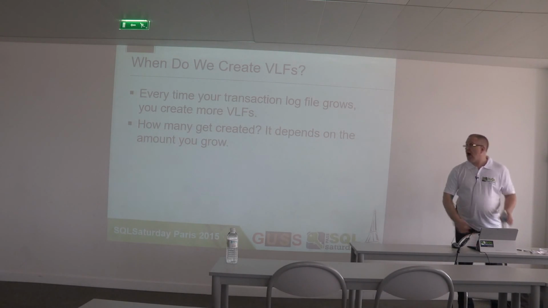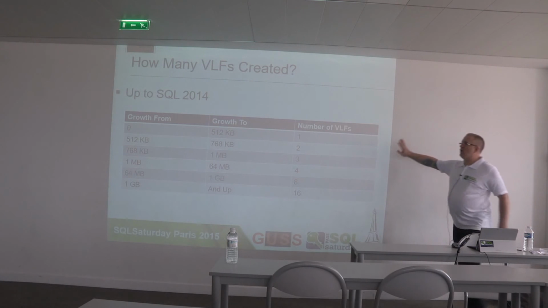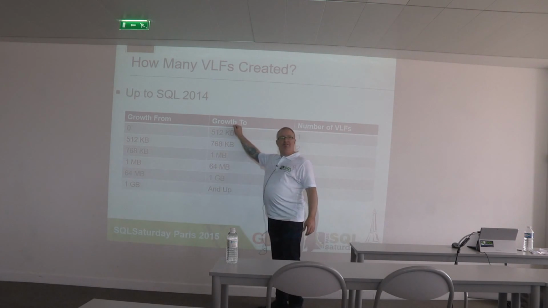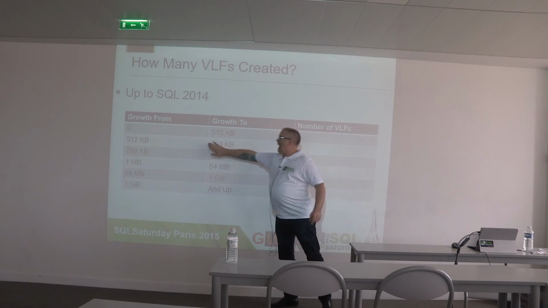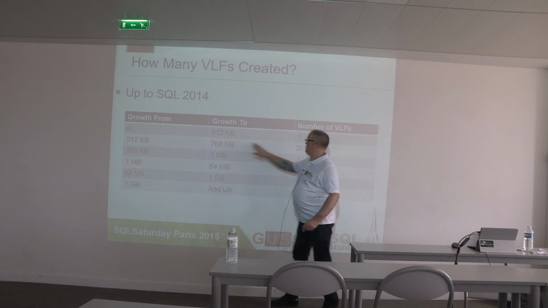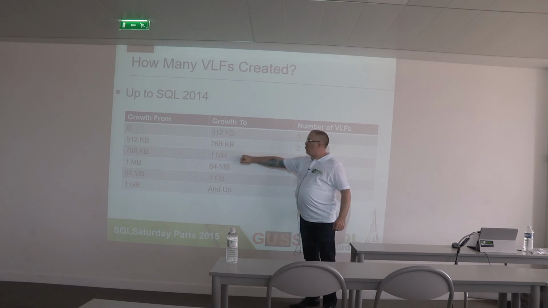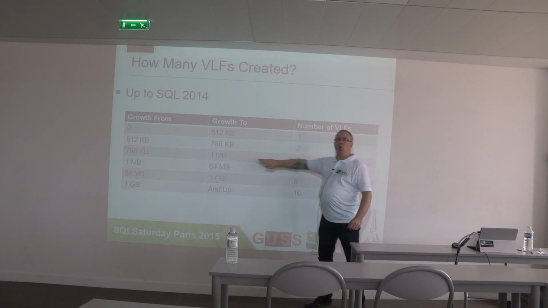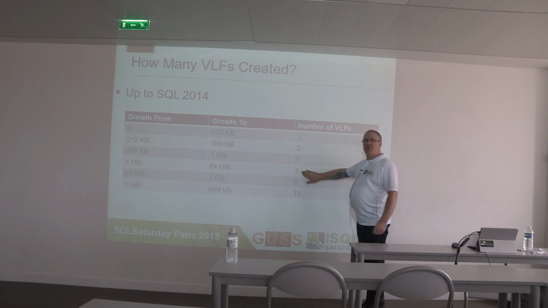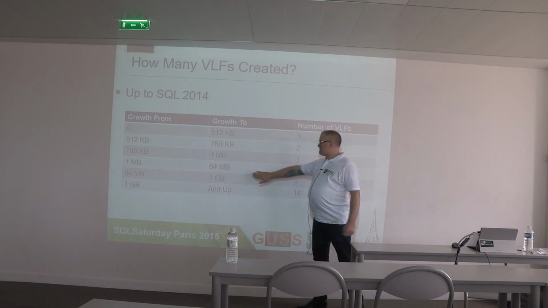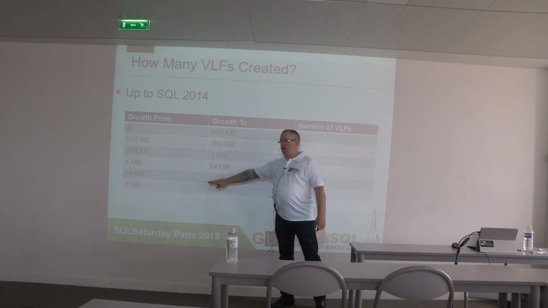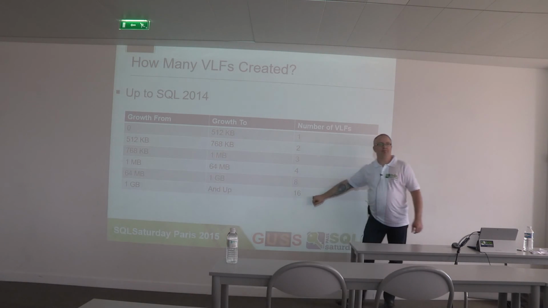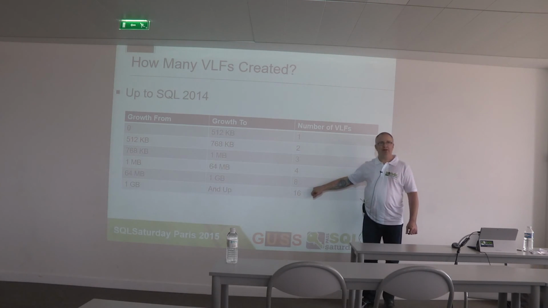Now, again, up until SQL 2014, this is how it worked. Anytime you had up to a half of a megabyte, you would add one VLF per growth. If you added half of a megabyte to 3/4 of a megabyte, you would add 2. Then up to 1 megabyte would add 3. From 1 to 64 megabytes, you would add 4. From 64 megabytes to 1 gigabyte, it added 8. Anything over a 1 gigabyte growth added 16. Does that make sense? I have a script that proves this. I can do that if we need to prove it out.